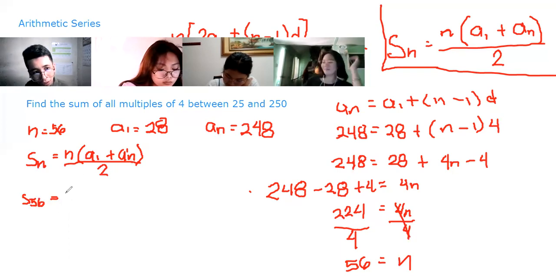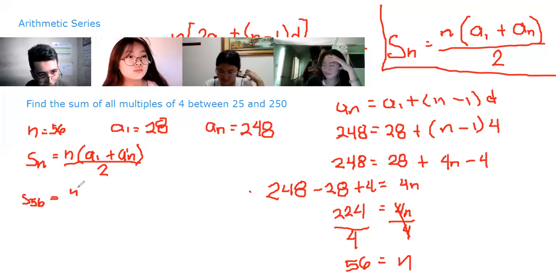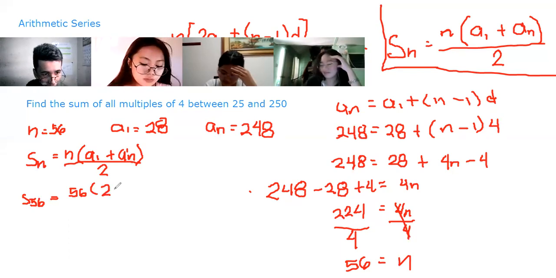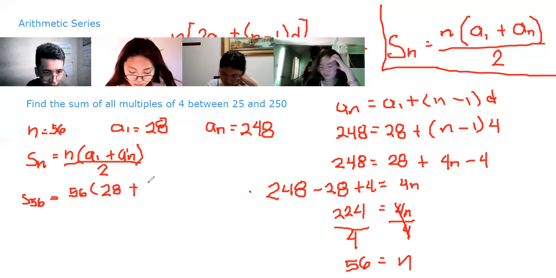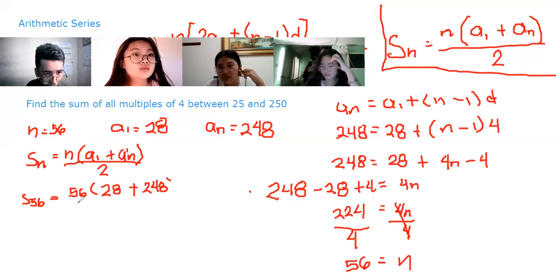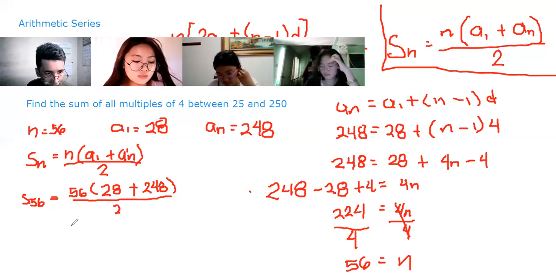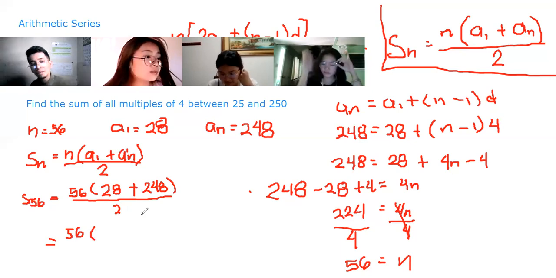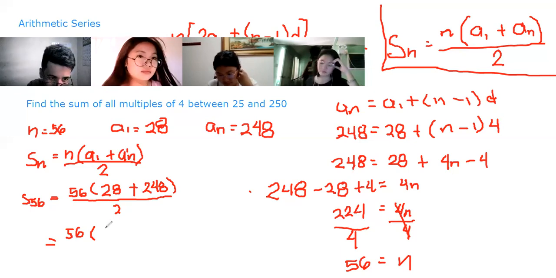Then, ang n natin, what is our n? 56. Times a sub 1, that is 28. Plus 248, over 2. So, 28 plus 248, what is the answer? 276. Tama ba? Yes, 276.